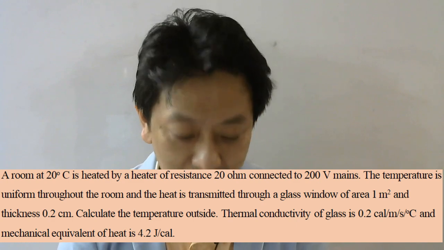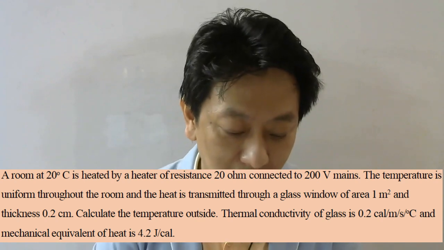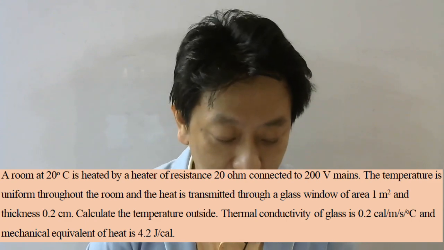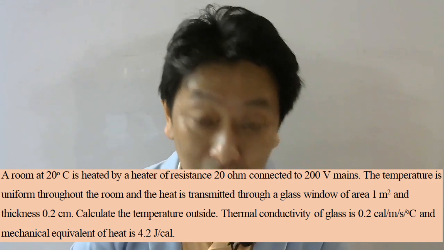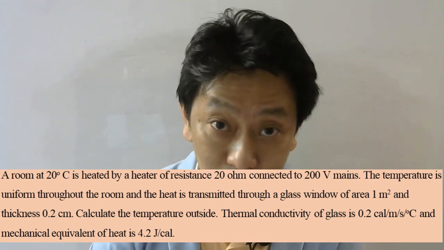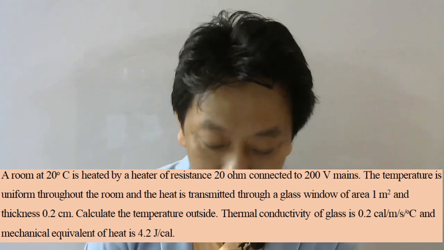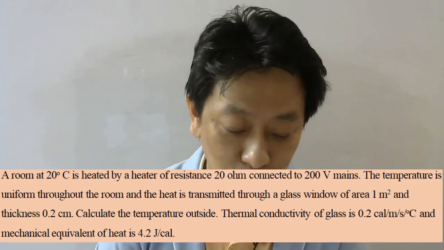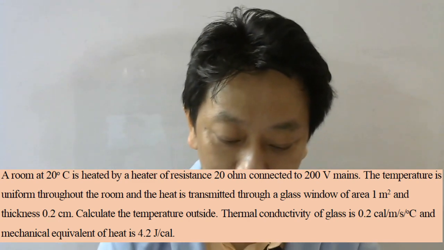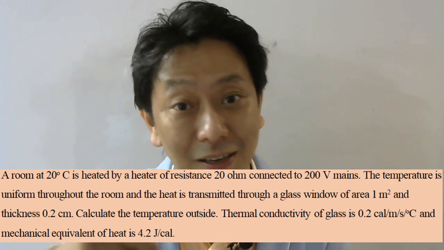A room is maintained at 0 degrees Celsius by a heater of resistance 20 ohm connected to 200 volt mains. The temperature is uniform throughout the room and the heat is transmitted through a glass window of area 1 meter square and thickness 0.2 centimeter. Calculate the temperature outside. They have given the thermal conductivity of glass as 0.2 calories per meter per second per degree Celsius, and the mechanical equivalent of heat is given as 4.2 joules per calorie. The last part is just to convert calorie into joules.